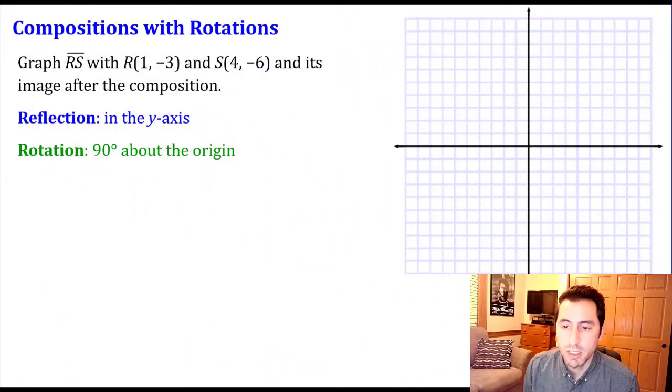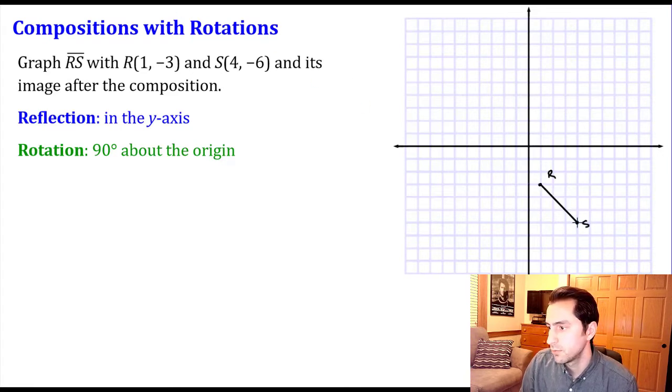So the example I want to take a look at, I want to graph this segment RS with the endpoints R is (1, -3) and S is (4, -6). So let's just start by graphing that right away. So R is (1, -3): 1, and then down 1, 2, 3. So here's point R. And then S is (4, -6): 1, 2, 3, 4, and down 1, 2, 3, 4, 5, and 6. So here's point R, and here's point S, and then connecting those together to create our segment.